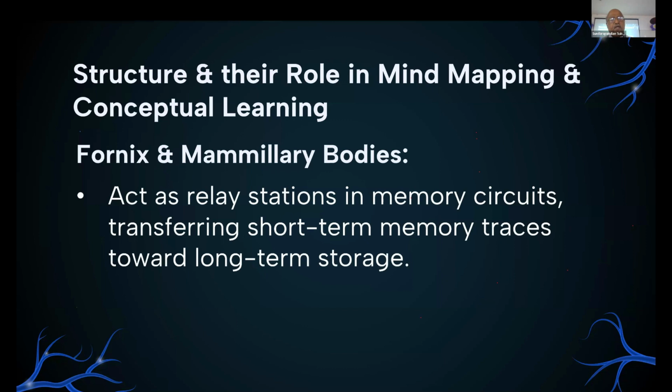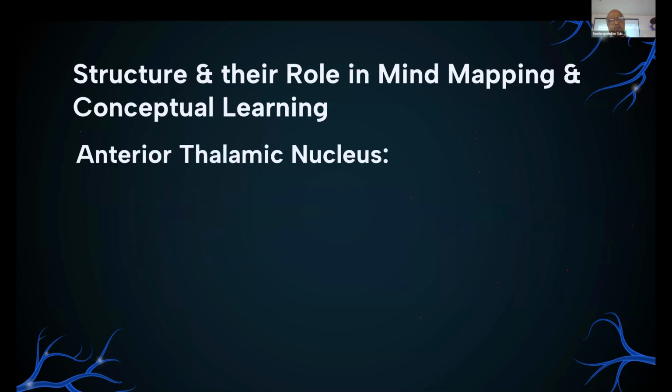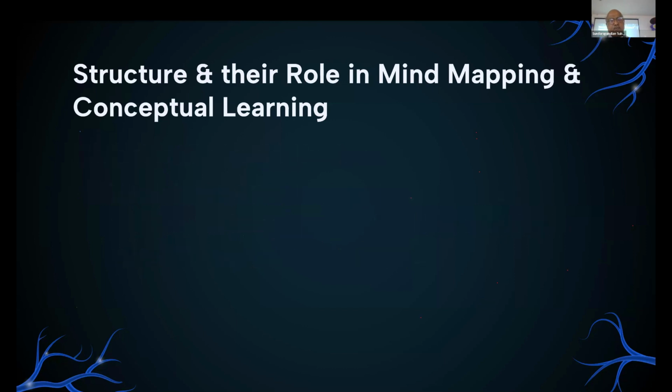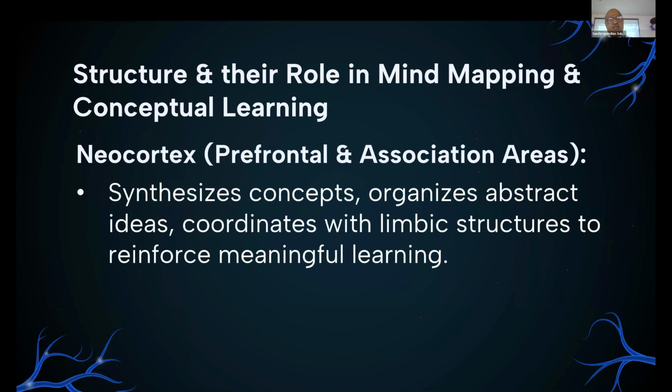So the fornix and mammillary body bring that to your neocortex, where long-term storage takes place. The anterior thalamic nucleus modulates the attention. So finally, it is synthesized in the prefrontal cortex. There only our final part comes. Prefrontal cortex, already we told, planning, decision making, execution and all, isn't it? So finally it is synthesized in the prefrontal cortex. That's how your mind map works. For anything you can create a mind map like that.